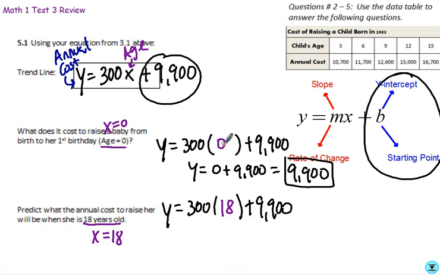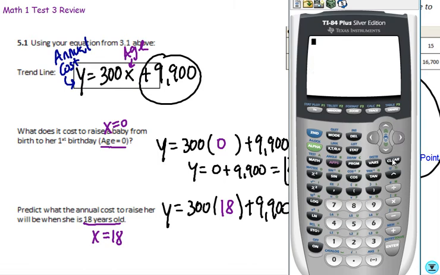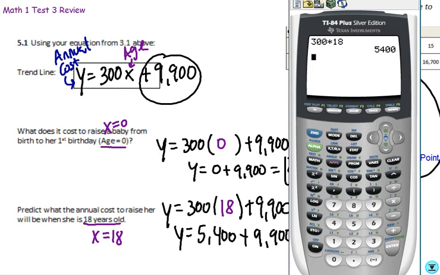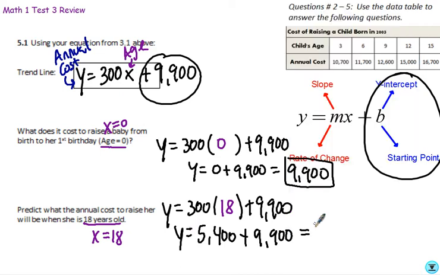This one we'll need to do the math on, so we'll do 300 times 18. Just clear out on the calculator here. So we'll do 300 times 18, and we get 5,400 plus, so it's $300 additional for each year up to 18. So that's 5,400 plus the 9,900 starting point. So if we add those two things together, we end up getting 15,300.